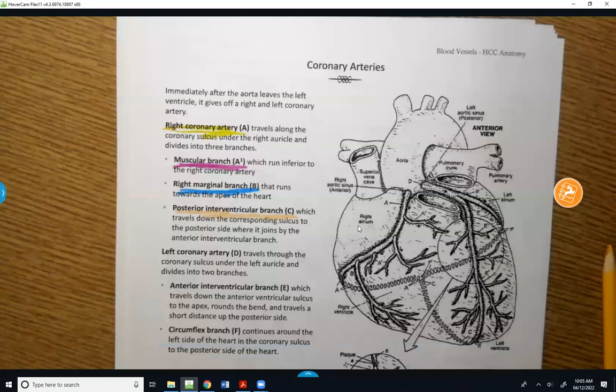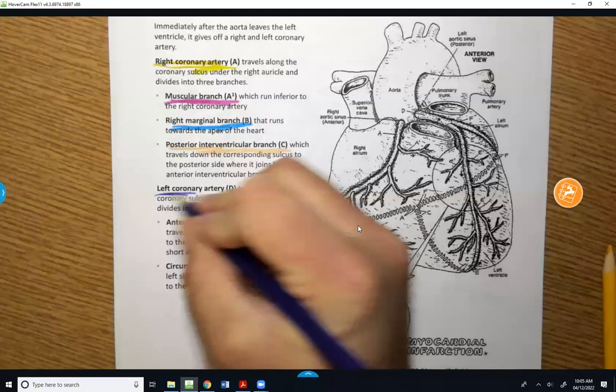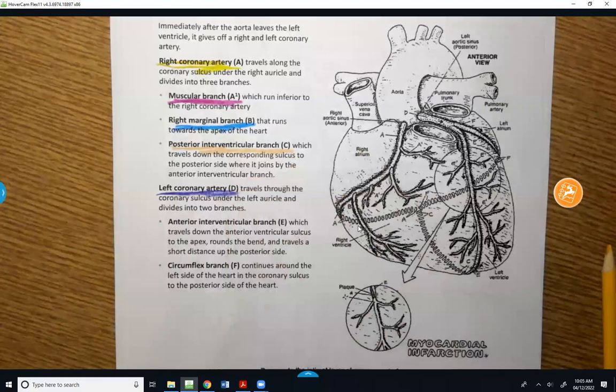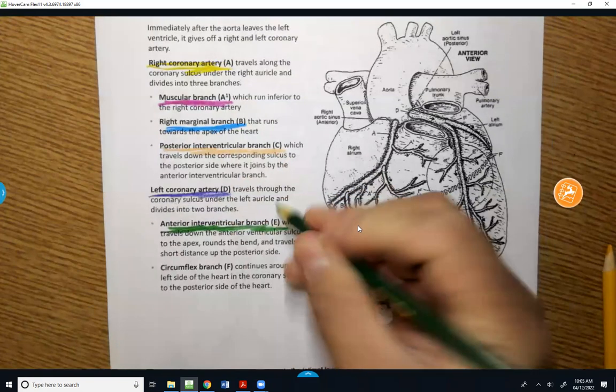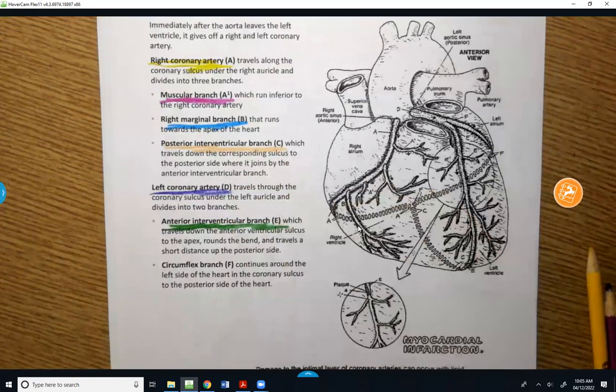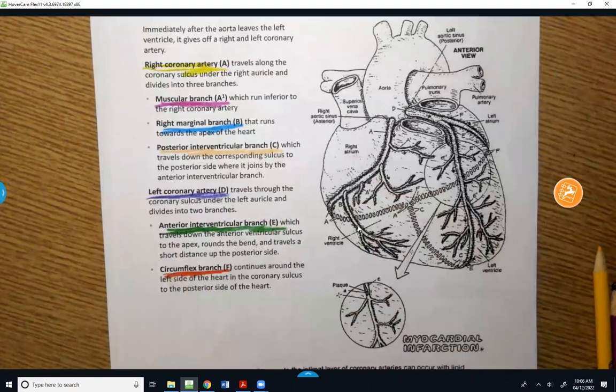There we go. All right, and then the left coronary artery, color it purple. Coming off of it, two major things include the anterior interventricular branch, which is going to be green. And I haven't done orange. Orange always works pretty well for the circumflex branch.